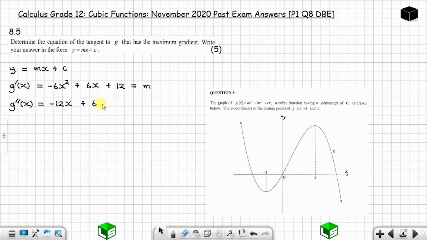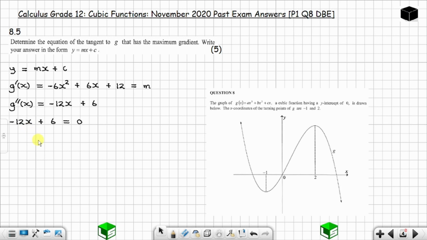Now from here, you are going to equate it to 0 and solve for x. So the x value is the x value which will give you a maximum gradient. Okay, so let's solve for x. You have this, you make it equal to 0, and you solve for x.